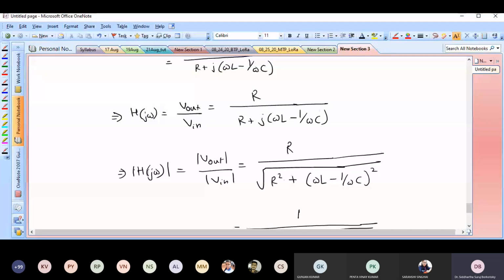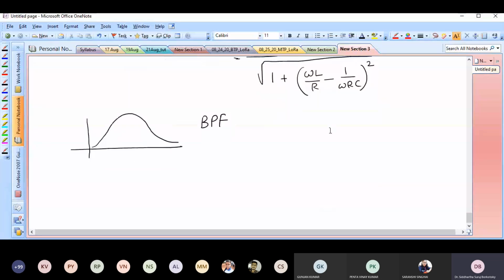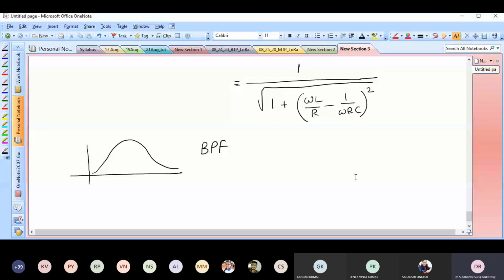And then finally, we are able to find out the magnitude of h of j omega. So R divided by square root of R square plus omega L minus 1 by omega C whole square. If you take this and then you take out R, you finally result in this expression on the screen. And then if you actually try to plot this, you will have a plot like this.